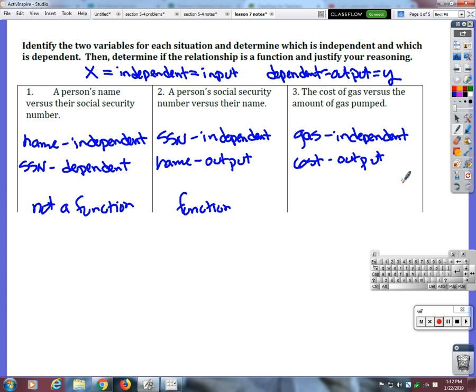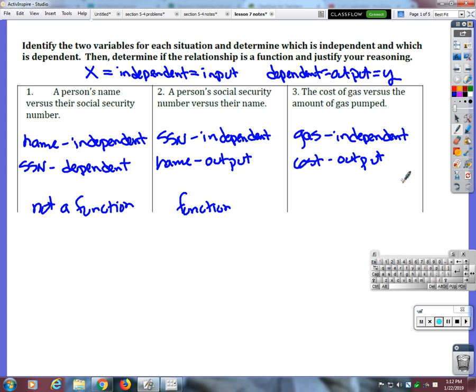Every time you say, I'm going to buy 10 gallons of gas, is the cost always the same, or is it different? It's different, right, depending on the gas station, so you kind of look at that in different ways. If you're at the same gas station, it's always going to be the same.